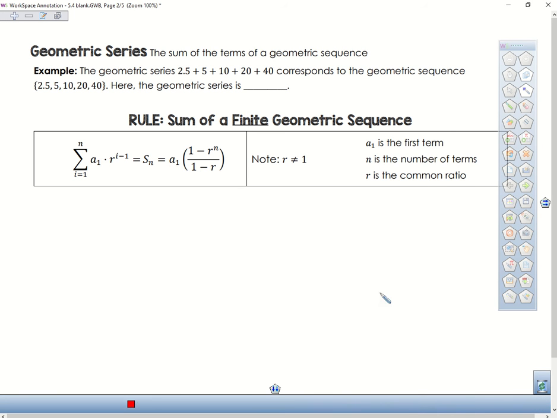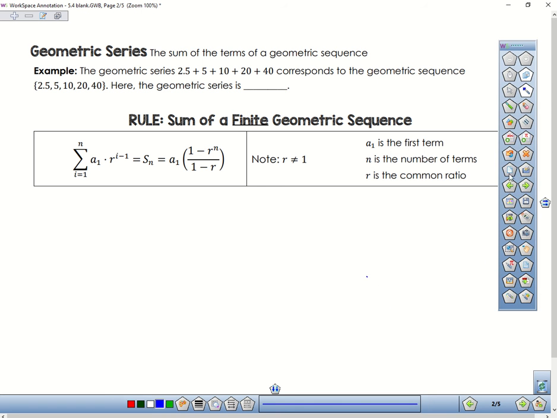So moving on to the next slide. We're going to talk about the idea that the geometric series is the sum of the terms of the geometric sequence. And in this case, how would we be able to tell that this is a geometric sequence? What's the pattern here? You can look at the pattern in the sequence as well. What are you noticing happening each time? Multiplying by 2. Good, so every time we're multiplying by 2 to get to the next term.